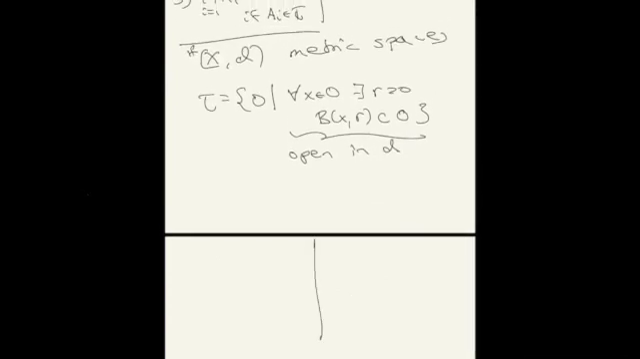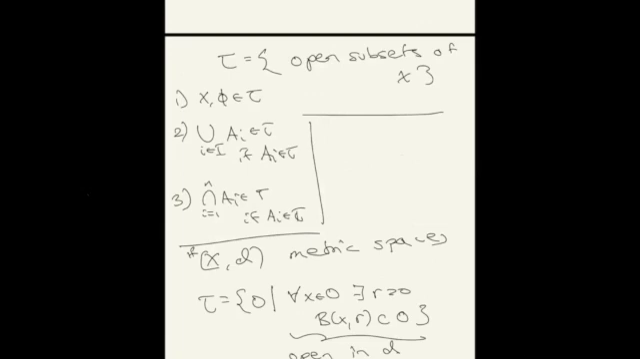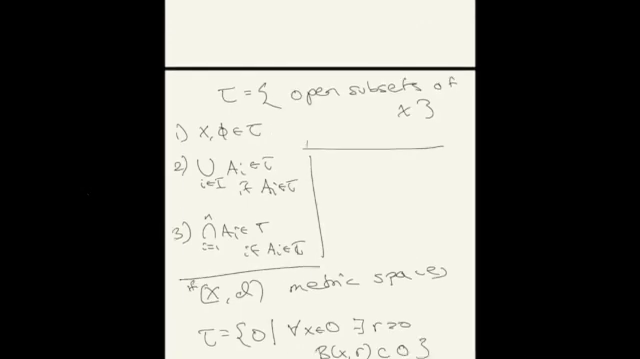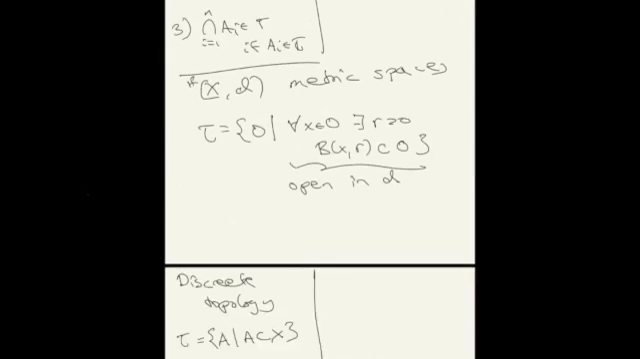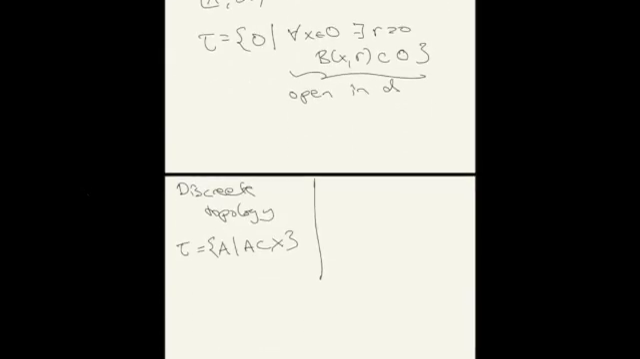Now let's compare. The discrete topology can be defined by taking tau equals all the subsets of X. This always satisfies these properties. The empty set and the full set are sets, a union of sets is a set, and an intersection of sets, even an arbitrary intersection, is a set, so you don't even have to worry about finiteness. So this is always a topology.